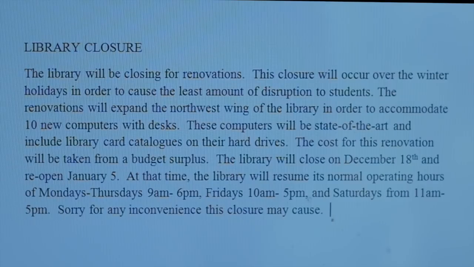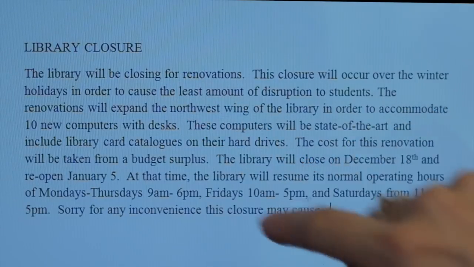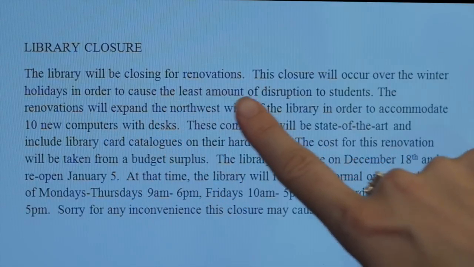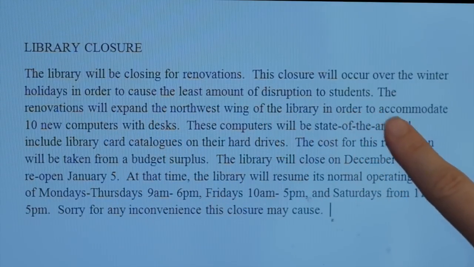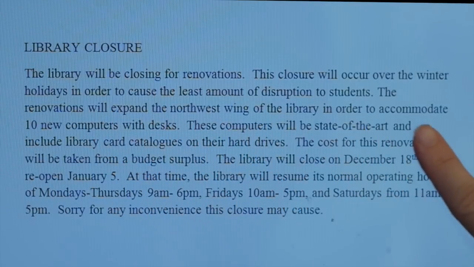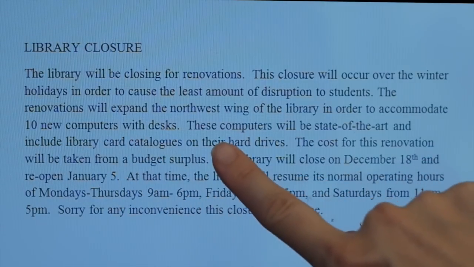It's about a library closure. You can see the library is closing for renovations. This closure will occur over the winter holidays in order to cause the least amount of disruption to students. The renovations will expand the northwest wing of the library in order to accommodate 10 new computers with desks.